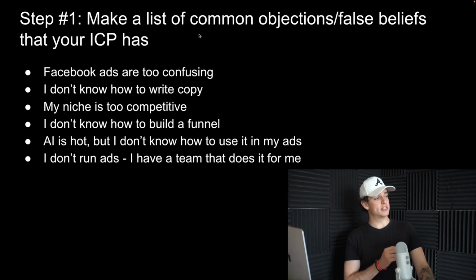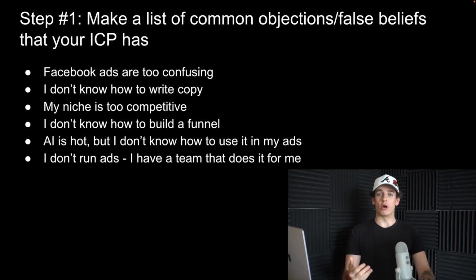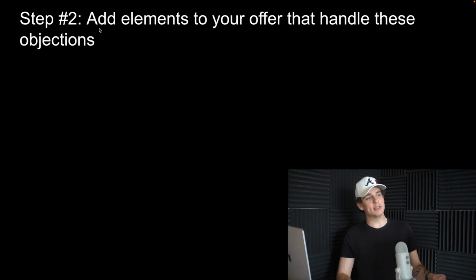And before I jump over into step number 2, I want to emphasize that these need to be common objections, ones that you have heard from multiple people, not just very niche and specific objections that you've heard from a few clients. It needs to be a massive objection or false belief that your market is experiencing. That's very important for making this strategy work. So now moving on to step number 2, which is adding elements to your offer that handle these objections.